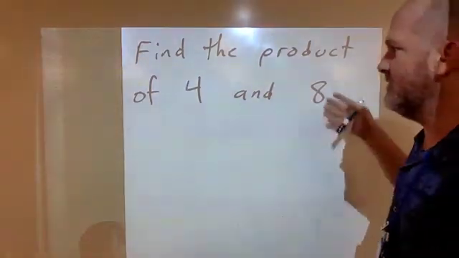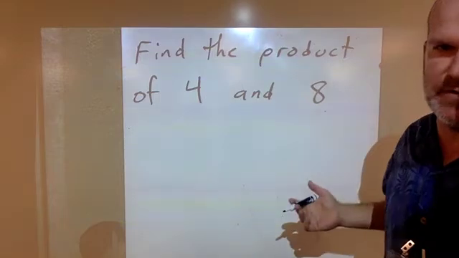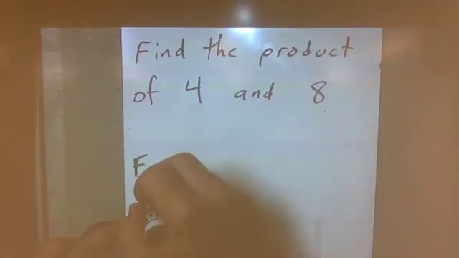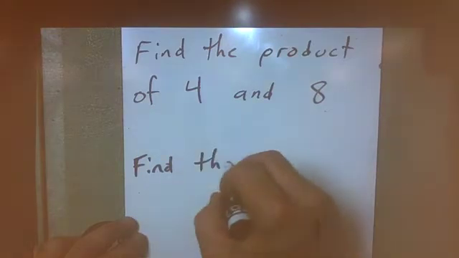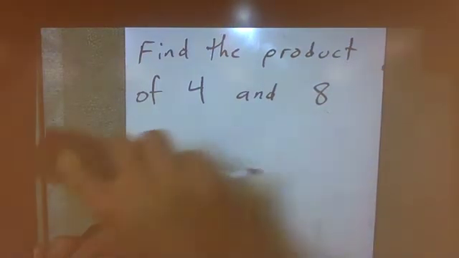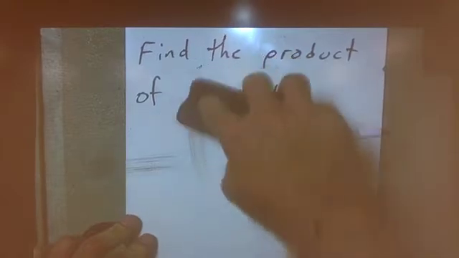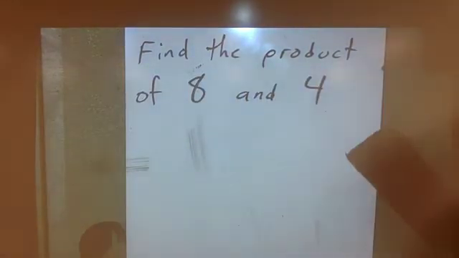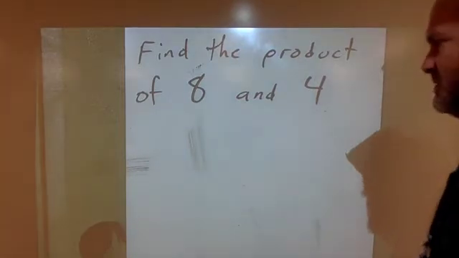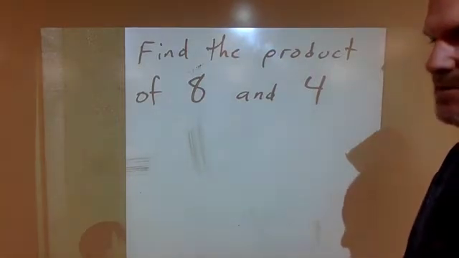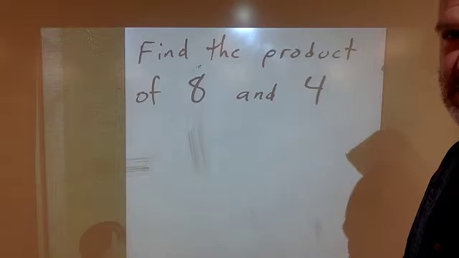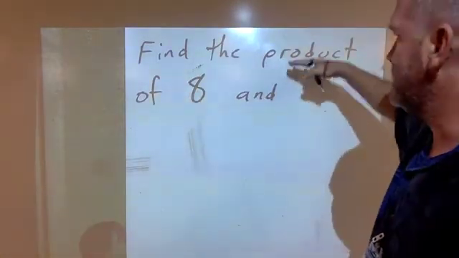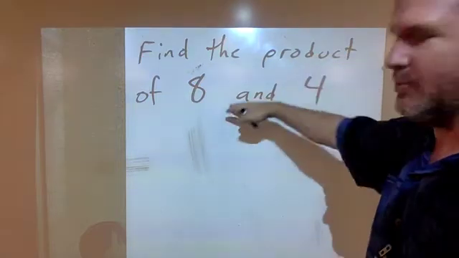So you have to multiply 4 and 8 together. Your answer is going to be 32. It doesn't matter. They could have wrote the problem, find the product of 8 and 4. Your answer is still 32, because when you multiply, it doesn't matter which one comes first. 8 times 4 and 4 times 8 are both 32. So the wording here is not tricky, as long as you recognize that product means multiply.